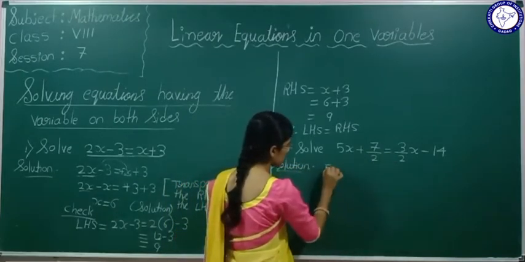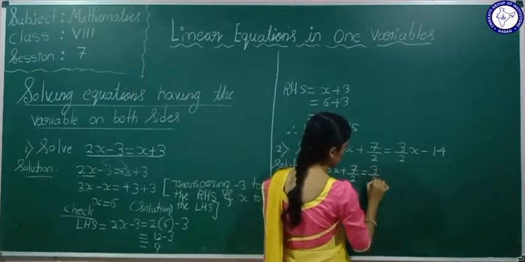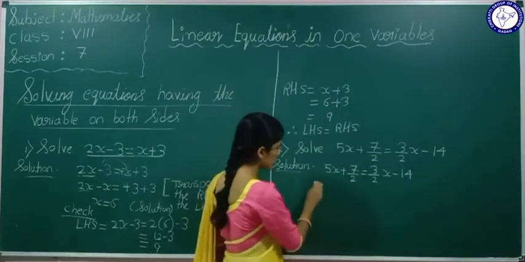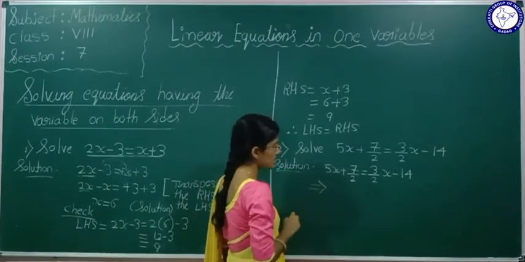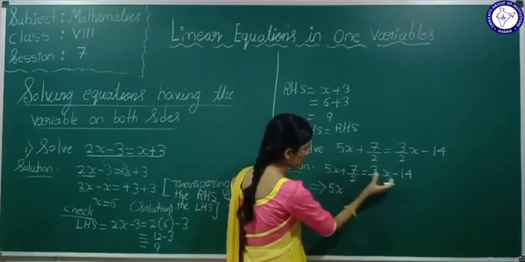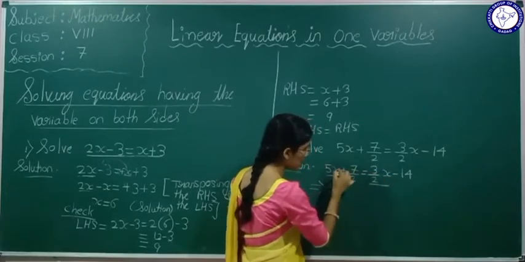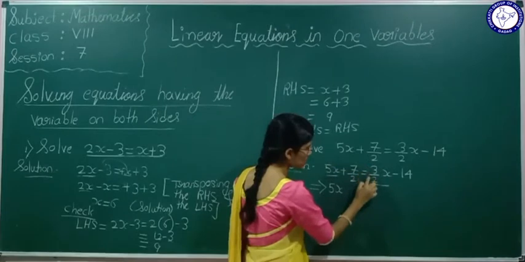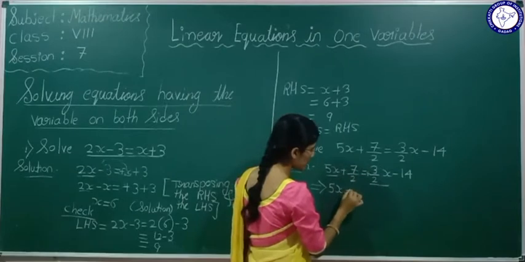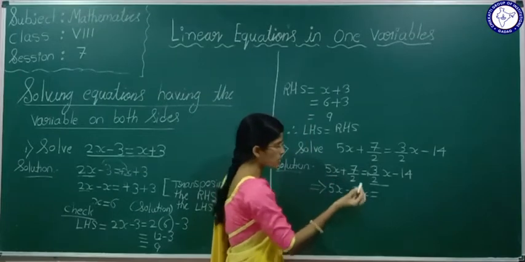This is the given thing: 5x plus 7 by 2 is equal to 3 by 2 x minus 14. Now see here, this implies 5x. Take the variable on one side, that is, transposing 3 by 2x to the LHS. If we transpose, the sign will be changed. Here nothing is there, means plus will be there. If it comes here, it will become minus 3 by 2x is equal to, take constants on the other side.